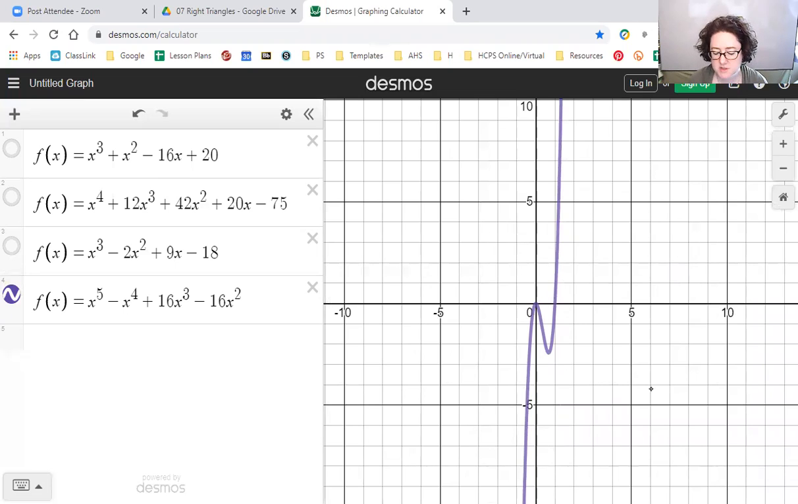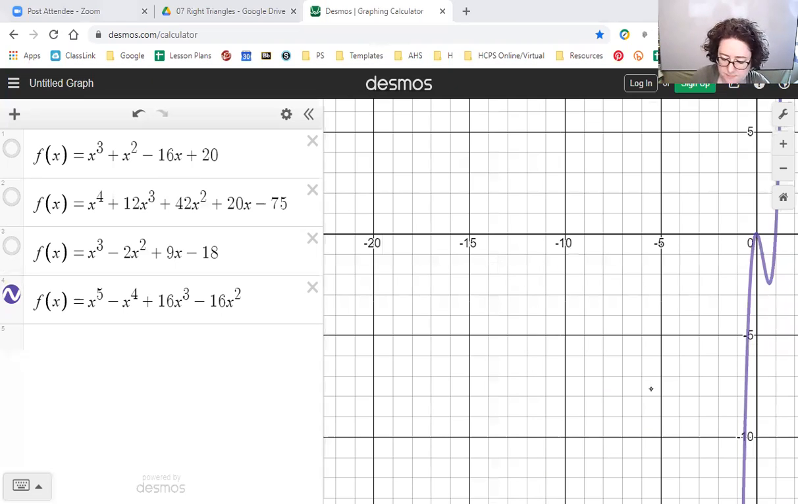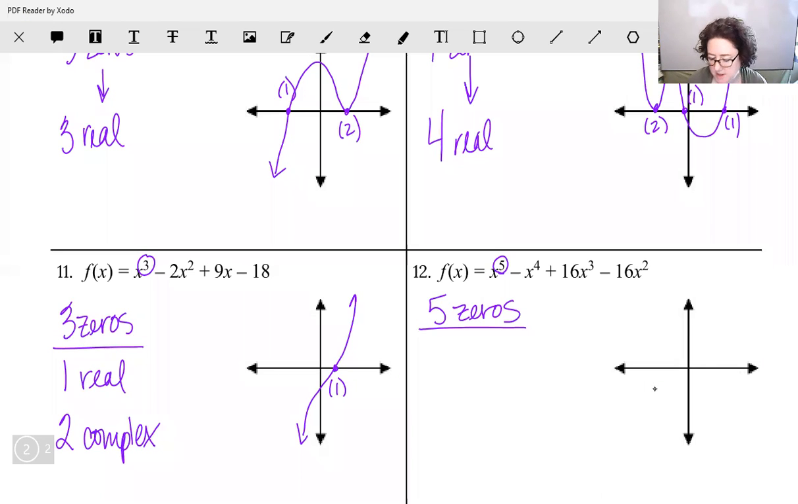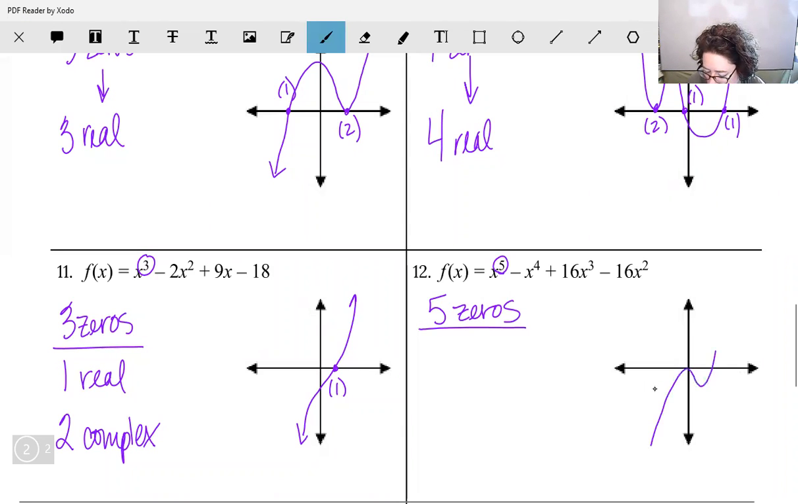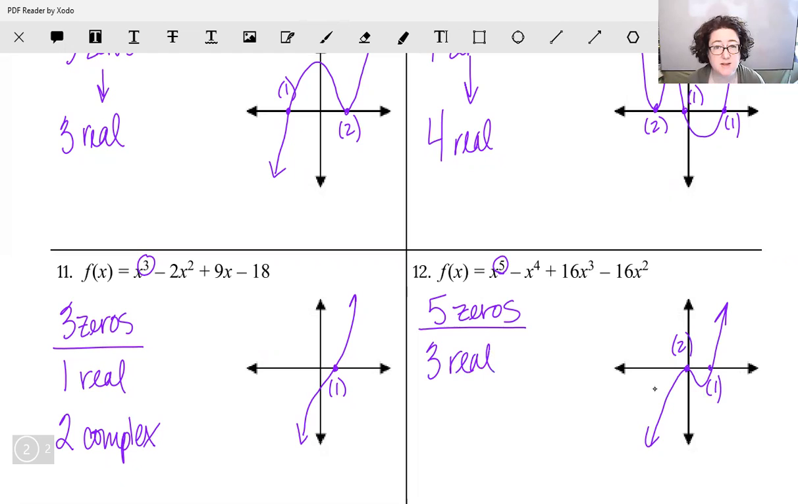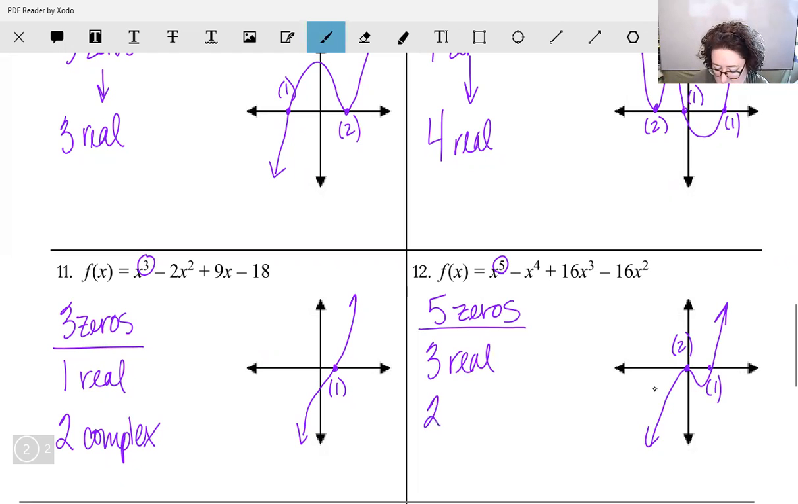So let's pop back over, sketch it out, and state out our zeros. Alrighty, so it hit at 0, bounced, and then popped back up. We have a double and we have a single. So that means we have 3 real zeros, which means our leftovers have to be complex and they have to occur in pairs, and they do indeed. We have 2 complex.